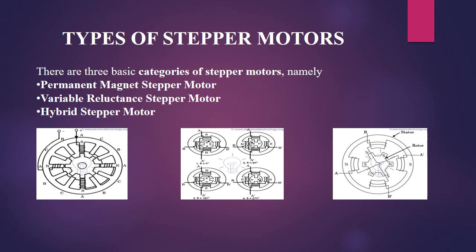Types of stepper motor. There are three types of stepper motors. They are variable reluctance stepper motor, permanent magnet stepper motor and hybrid stepper motor. First one is the permanent magnet stepper motor.